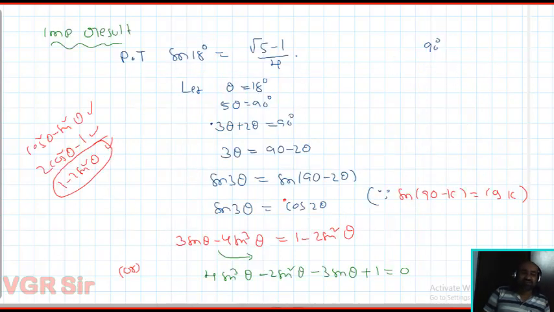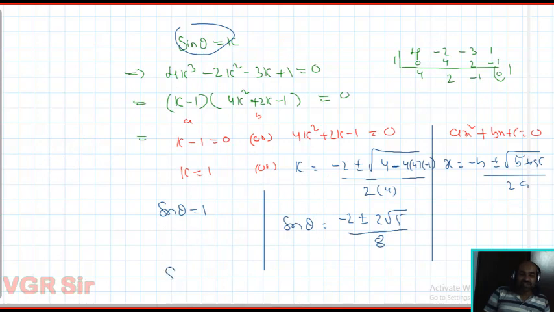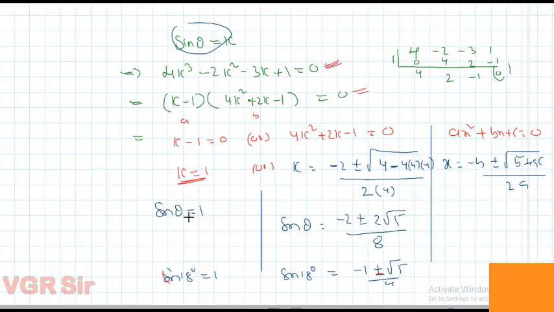So what is theta here? What is our observation? Theta means 18 degree. Instead of theta you need to write 18. So sin 18 degree equal to 1, or sin 18 degree equal to minus 1 plus or minus root 5 by 4. I just divided through by 2. Finally, what you got here: sin 18 degree equal to 1 or sin 18 degree equal to minus 1 plus or minus root 5 by 4.